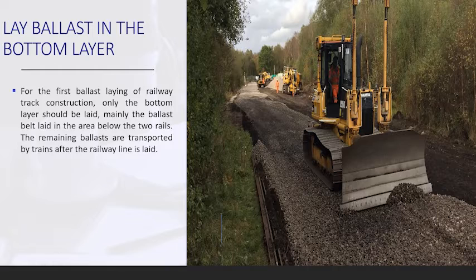The first one is to lay ballast in a bottom layer. For the first ballast laying of railway track construction, only the bottom layer should be laid, and the remaining ballasts are transported by trains after the railway line is laid.